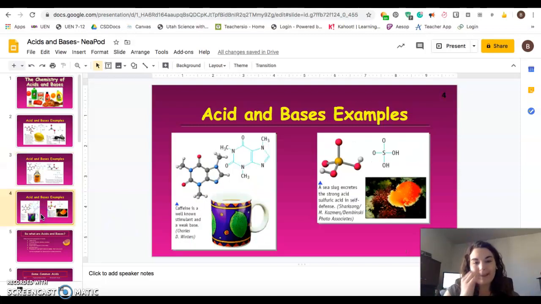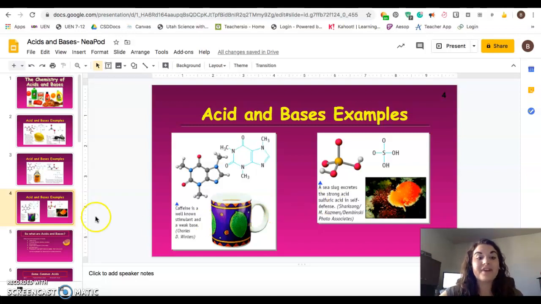And then here are two more examples. Caffeine is a weak base. But interestingly, coffee is a weak acid. So depending on what caffeine is in, it can be considered an acid or a base. And then something else people are stung or hurt by is a sea slug. That puts off acid and that's what stings us. Okay, so those are several examples of acids and bases.